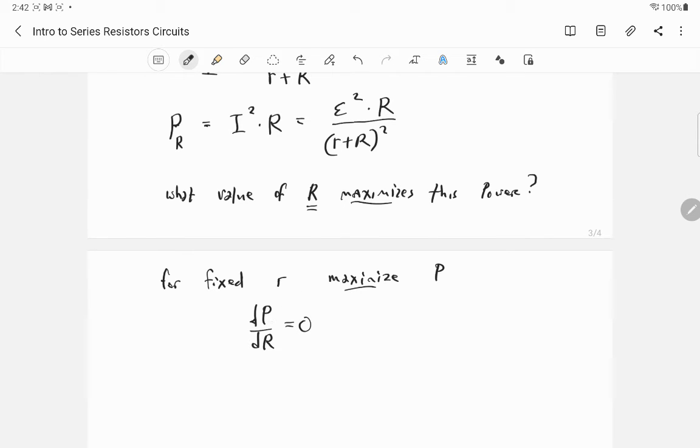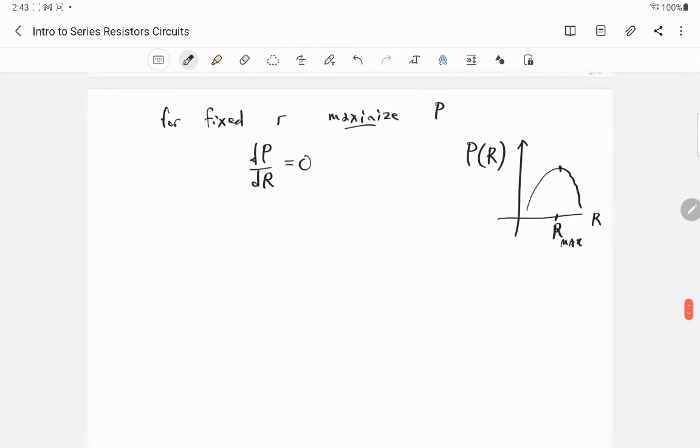If you were to graph a picture of this, what it will look like is this, right? It's kind of parabolic. So as a function of capital R, this is the power axis, and it goes like this. And there is a max value, right? That's going to maximize the power output, right?